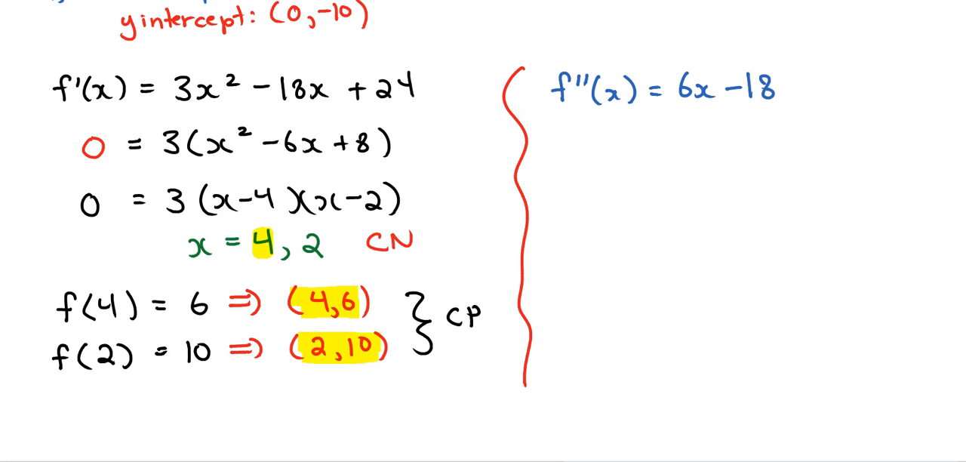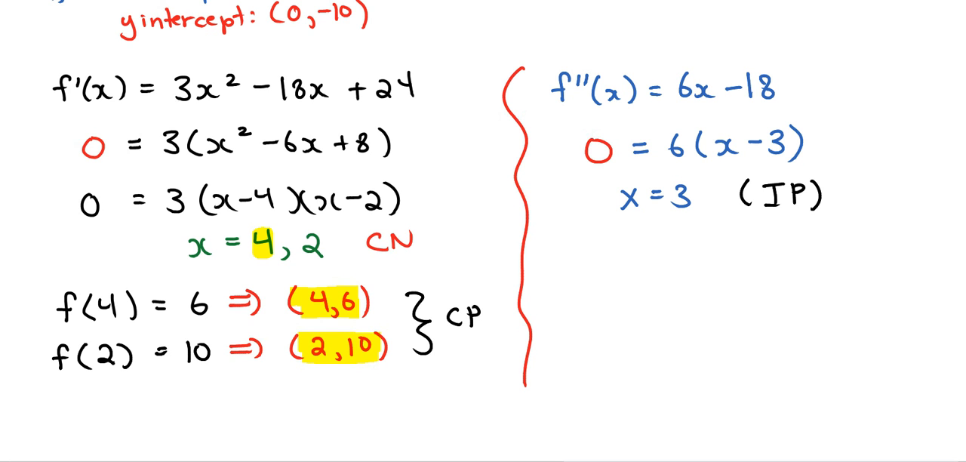After that, let's take the second derivative and set that equal to 0. As I mentioned before, you always want to factor your derivative expressions when you're setting them equal to 0. So this would be x minus 3, and that means x equals 3 is the x coordinate of my inflection point, IP for short.